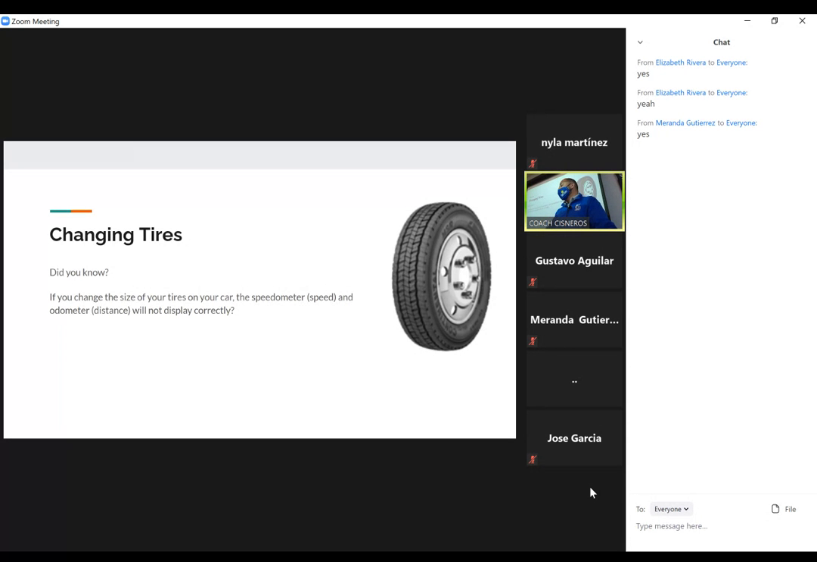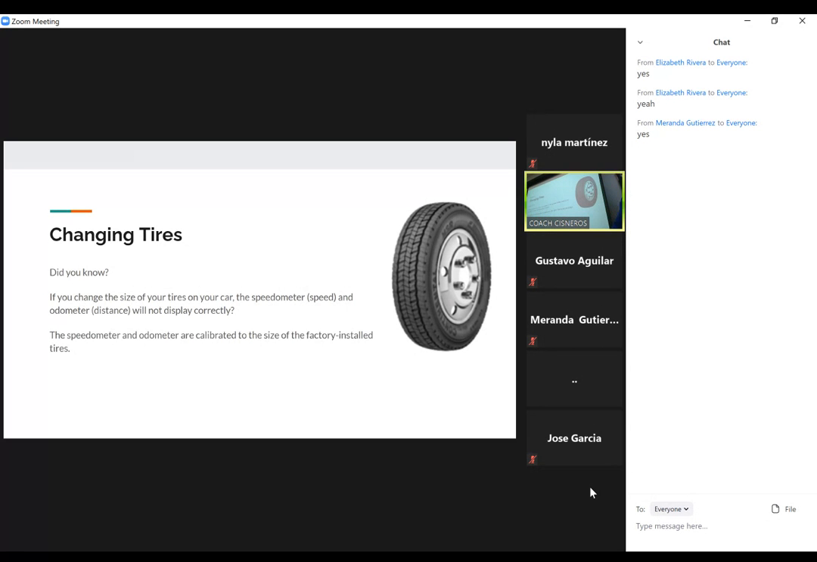So, for those of you that don't know, when you change your tires to a different size, your speedometer and odometer have to be calibrated, otherwise it's going to read the wrong speed, because your car and your truck is calibrated based on one full rotation of your tire. And if you go from one tire size to a bigger tire size, one full rotation is going to go a lot farther, right? So that's what it's basing that speed on. And for those of you that don't know, speedometer is speed, odometer is how far you go, distance.